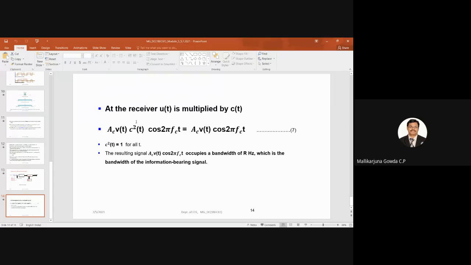The value of C square of t will be equal to 1 for all values of t. You can check that: whatever pseudo-noise sequence I have taken, if you multiply C of t into C of t, that is C square of t, its value will be equal to 1. So the resulting signal I get is A_c V of t cos 2 pi f_c t. This signal occupies the bandwidth of the information bearing signal. Based on this, we conclude that the information signal has been extracted at the receiver side. So this is how spread spectrum communication works. Okay, so let me stop with this.